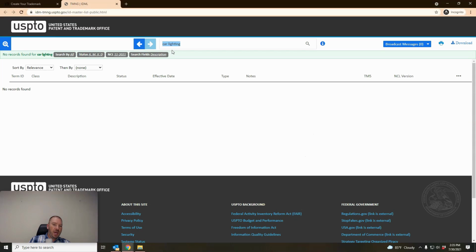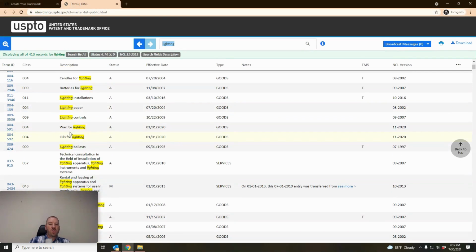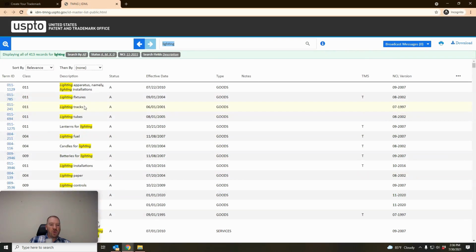You would come in here and say, okay, there isn't anything for car lighting, but what about lighting? Now we look and say, okay, there's a lot more for lighting. We have lighting apparatuses, lighting tracks, lighting tubes, and you're going to look through and say, which are the ones most relevant to me? Let's say, as an example, you are doing lighting fixtures. Car lighting would be fixtures that go as part of a lighting into the car.